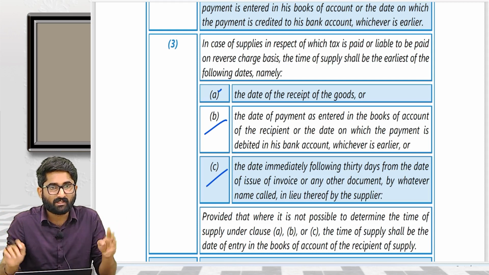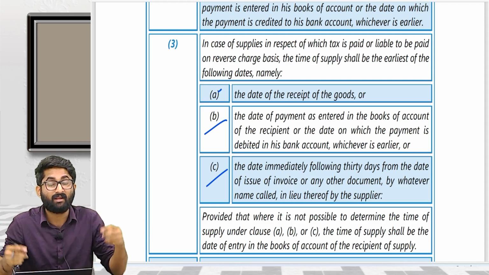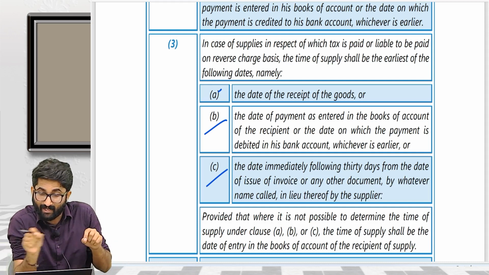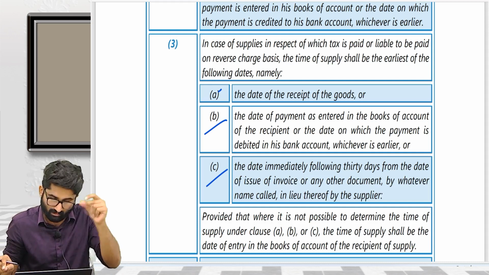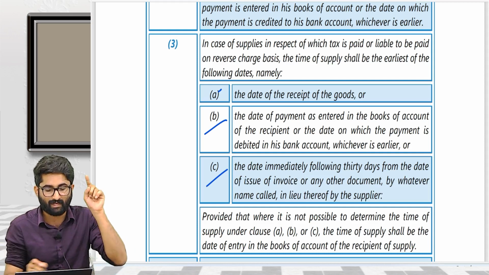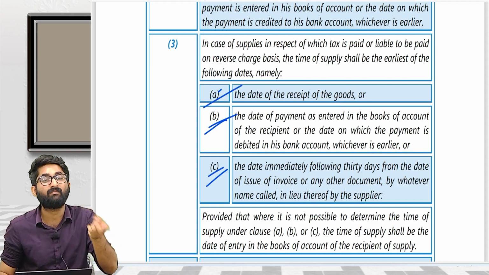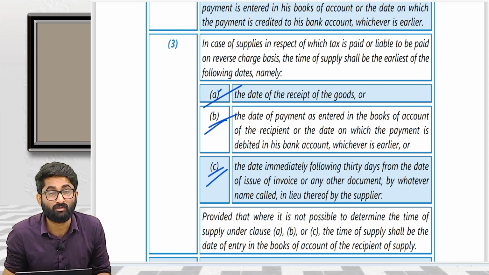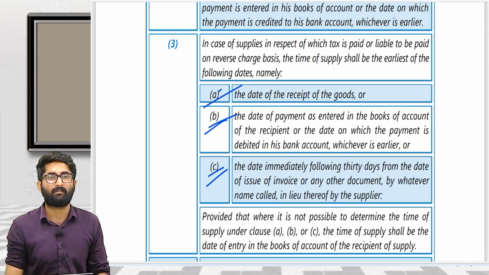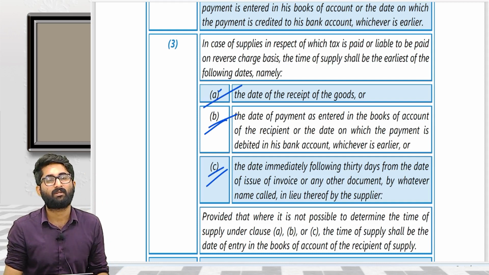If it is not possible to find out as per these 3, then the date on which I have entered that goods in my books of accounts, that date. If it is not possible as per A, B, C, then the date on which I enter in my books of accounts, that date will be the time of supply. Very good, sir. Section number 12 subsection 3 is crystal clear, sir.